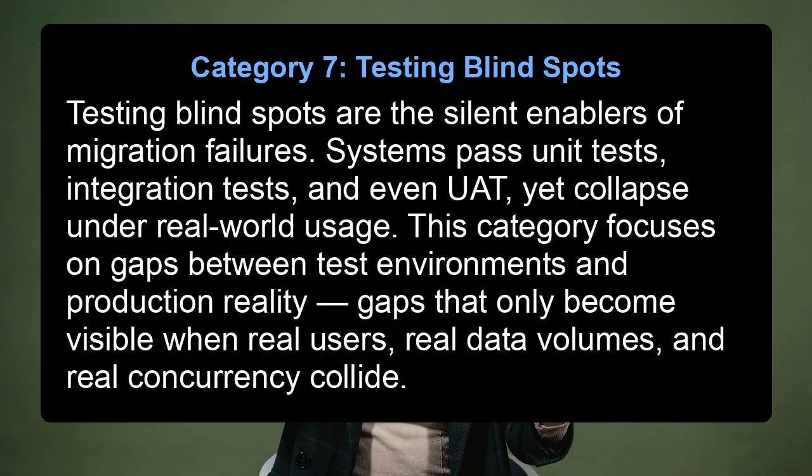Category 7. Testing blind spots. Testing blind spots are the silent enablers of migration failures. Systems pass unit tests, integration tests, and even UAT, yet collapse under real-world usage.